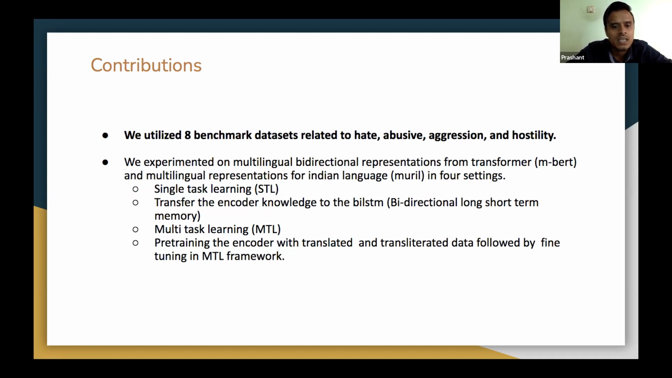The first setting is single task learning, where individual datasets will be used to train M-BERT and MuRIL. The second one is transferring the encoder knowledge to a BiLSTM. The third one is multitask learning. And the fourth one is pre-training the encoder, M-BERT and MuRIL, with translated and transliterated data obtained from English, followed by a fine-tuning approach similar to the multitask learning framework.